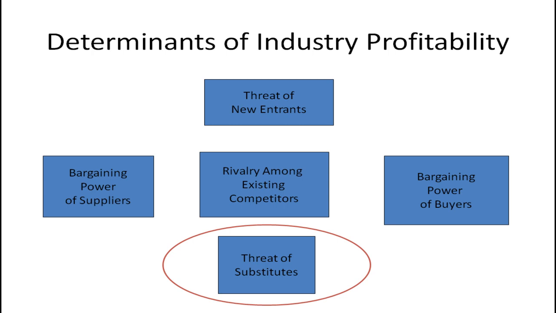In a previous video, I talked about industry profitability and Michael Porter's 5 forces model. And what I want to do in this video is go into a little more detail about one of those 5 forces that affects industry profitability. In this case, I'm going to look at the threat of substitutes.